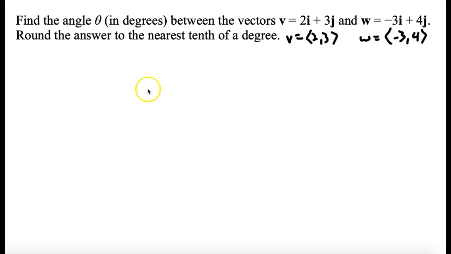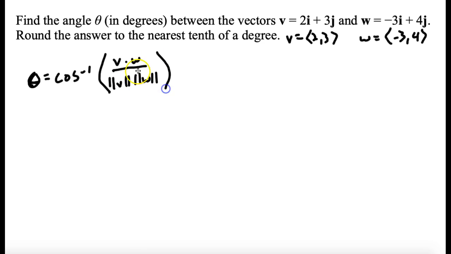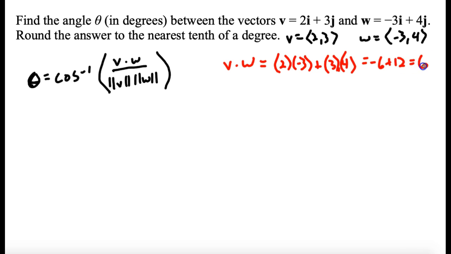So now, to find the angle between them, I need some information. Right? So our formula is, we're saying theta is equal to the inverse cosine of the dot product, so V dot W over the product of the magnitudes. So I need to get all of that information. I need the dot product, and I need each magnitude. So let's do the dot product first. V dot W will be the x components multiplied together, so 2 times negative 3 plus the y components multiplied together, so negative 6 plus 12 is positive 6.